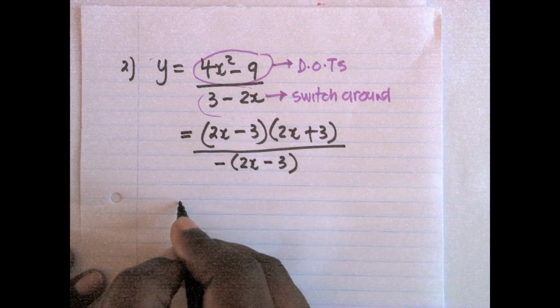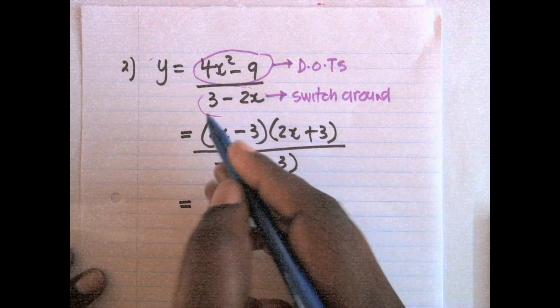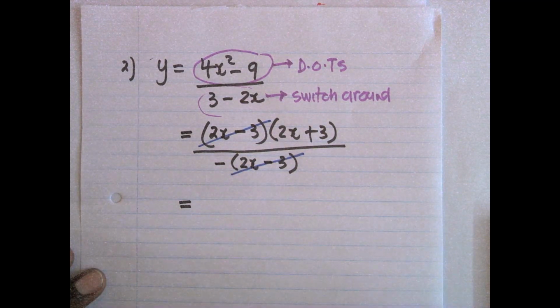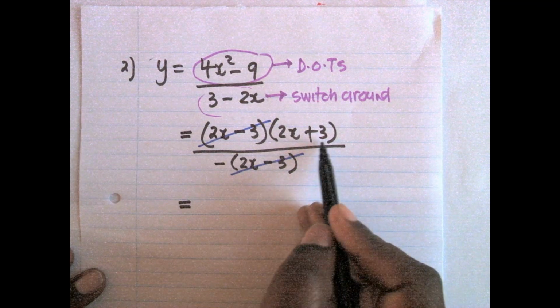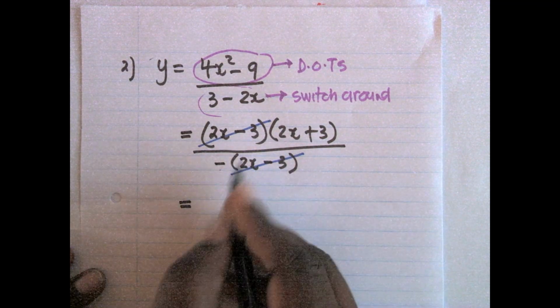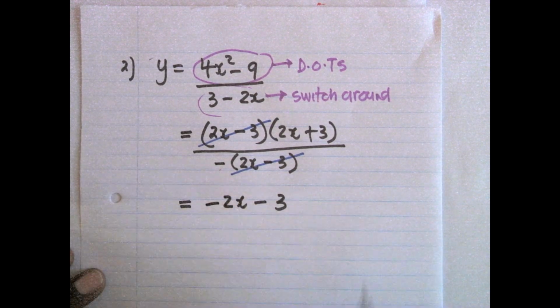What do we notice here? I notice that I can cancel out this bracket, because it is the same as this bracket. And when I cancel out, I'm going to be left with 2x plus 3 over negative 1. And if I divide it through there, I'm going to get negative 2x minus 3.